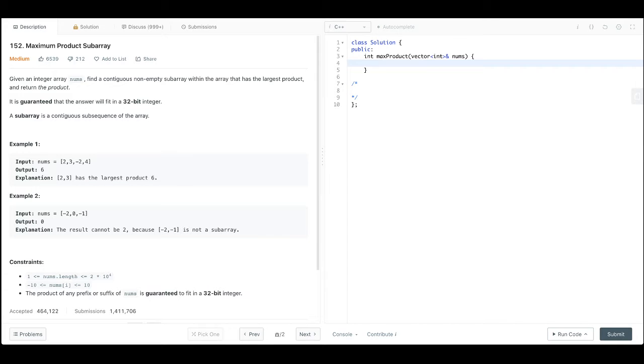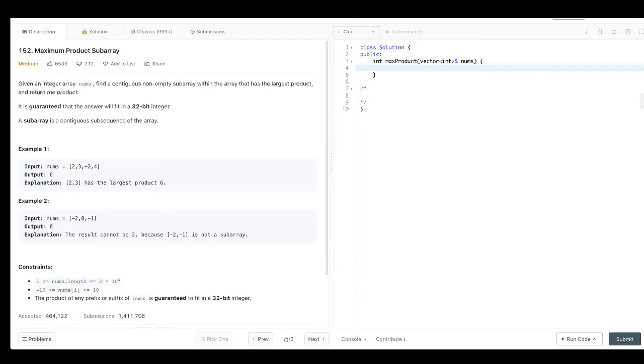Hi all, today we'll be talking about a LeetCode problem, maximum product subarray. The problem states that given an integer array nums, find a contiguous non-empty subarray within the array that has the largest product and return the product. It is guaranteed that the answer will fit in a 32-bit integer.